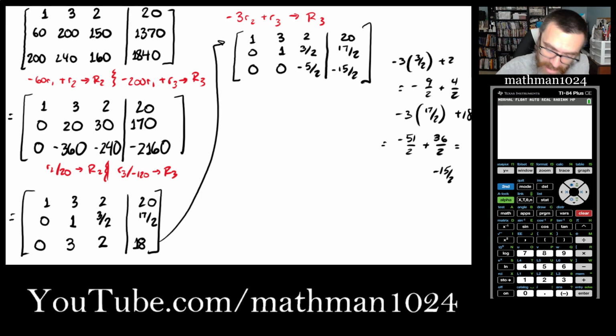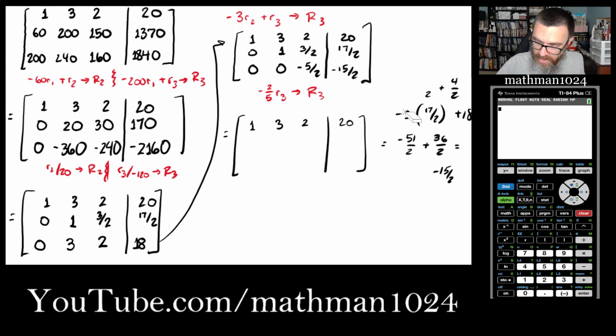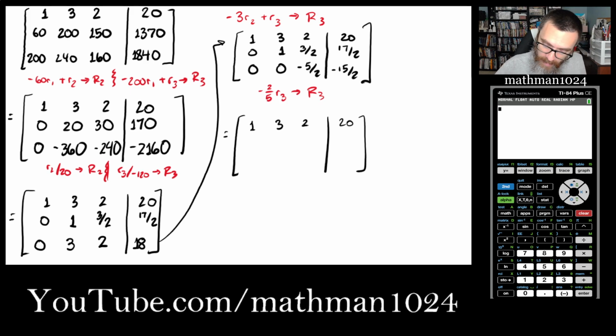All right, but now we need to get this to be a 1. So we use the reciprocal. We're going to do negative 2/5 times row 3 and replace that with row 3. Again, with copying. And let me just erase this stuff over here. That's my scratch work. Goodbye. All right. And then this guy doesn't change.